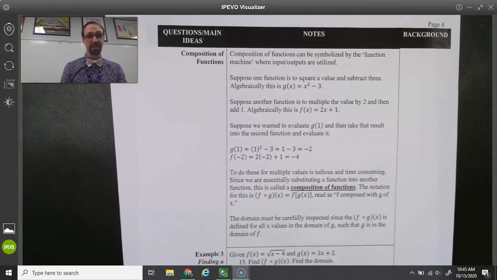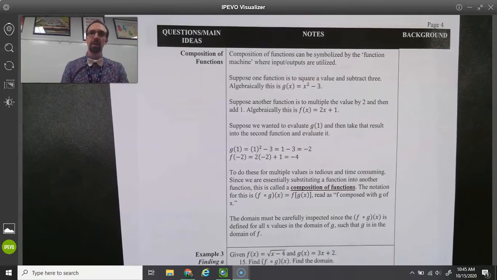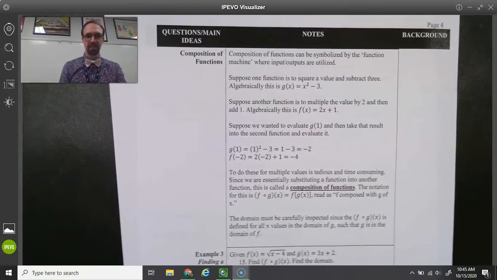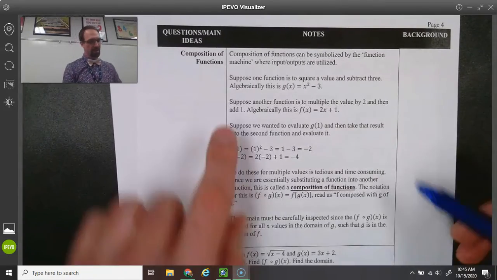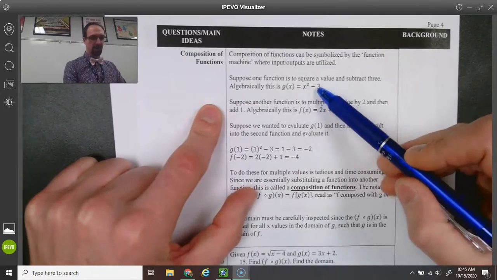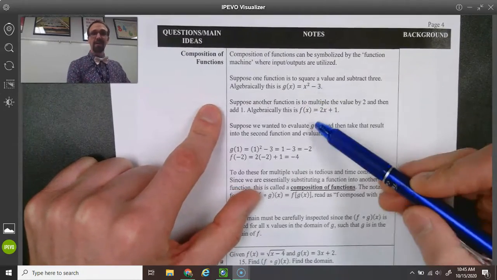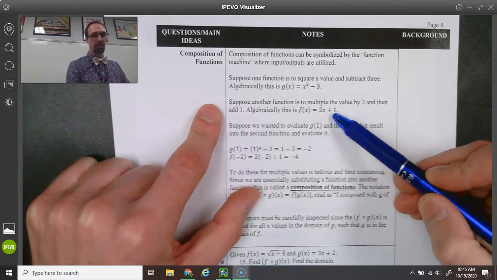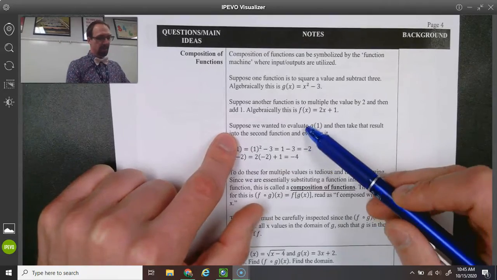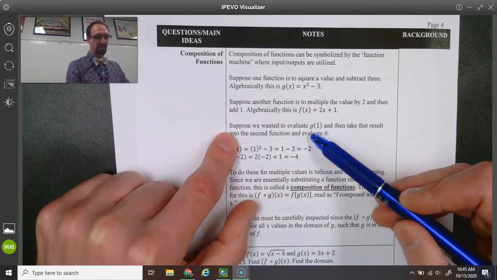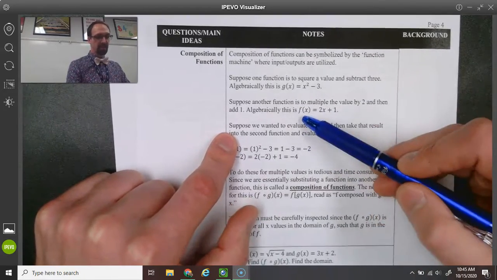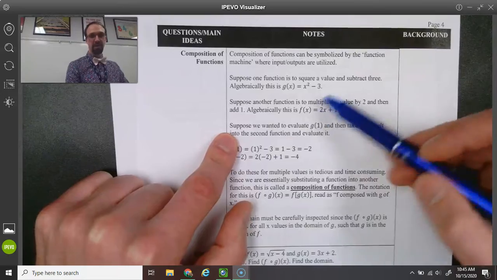We can represent this in mathematics by using what we call function compositions. In this example, one function is to square a value and then subtract 3, and another one is to multiply a value by 2 and add 1. So if I said evaluate g of 1 and then take that result and plug it into the f of x function and then evaluate that.